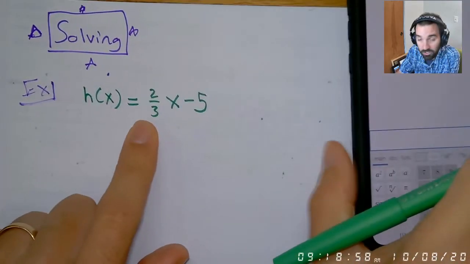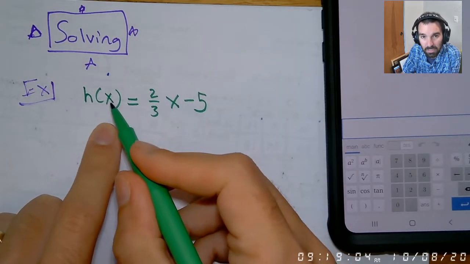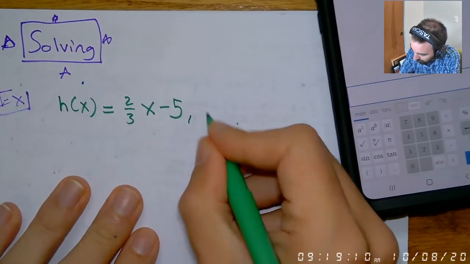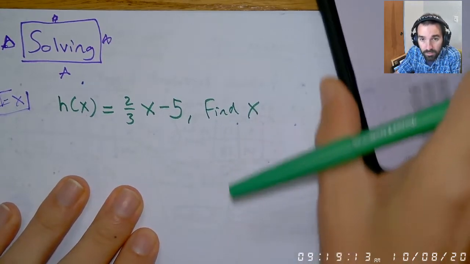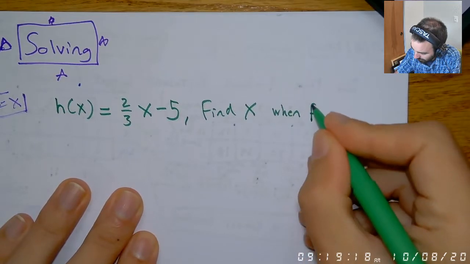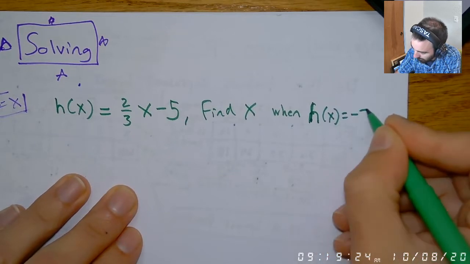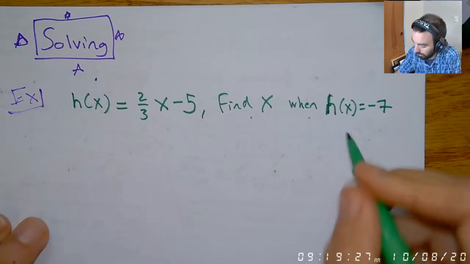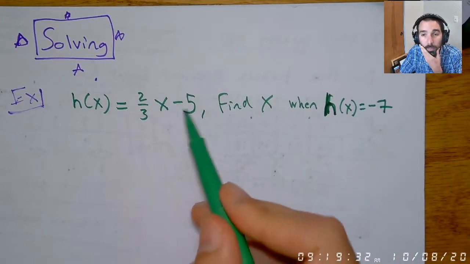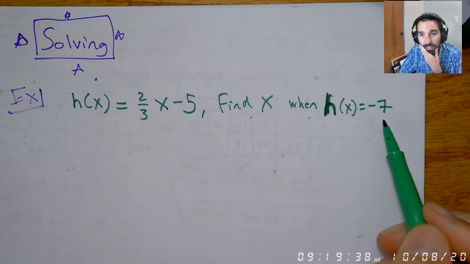So we're going to have h of x equals 2/3 x minus 5. This is linear, y equals mx plus b. So this is the function, and we're going to find x when h of x equals -7. Sorry, this is my h. My h looks pretty bad, doesn't it?